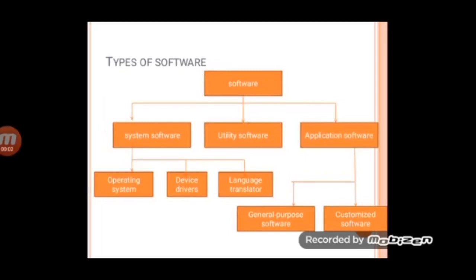Now, the next topic is types of software. Software can be classified as shown in the figure. Software is classified into three parts: system software, utility software, and application software. The system software is again classified into the operating system, device driver, and language translator. The application software is again classified into general purpose software and customized software.